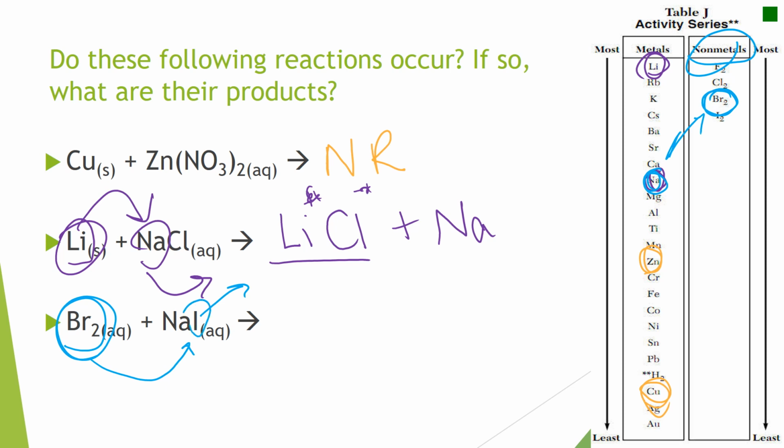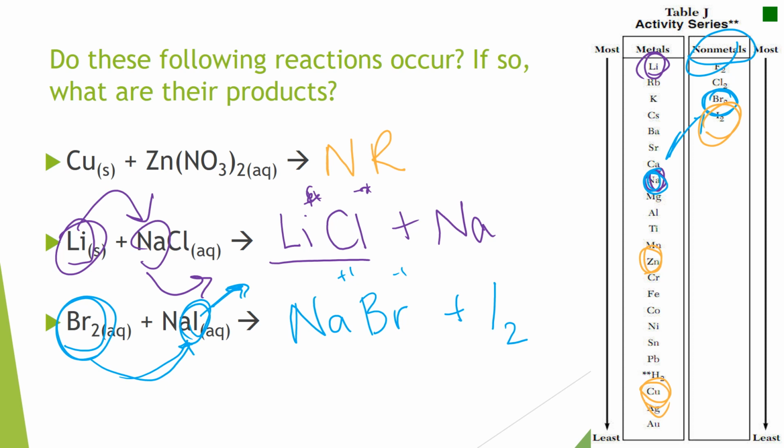So Br needs to try to kick out I. Is Br higher than I? Yes, it is. So therefore, the reaction will occur, and Br will kick out I exactly where I is. So it would be NaBr plus I. Now, NaBr is a new compound, and it is an ionic compound, so I have to worry about charges. Na has a +1, Br has a -1, so you crisscross and cancel. And I is a Hunkelberg, so it would be a diatomic molecule, so it would need a 2.